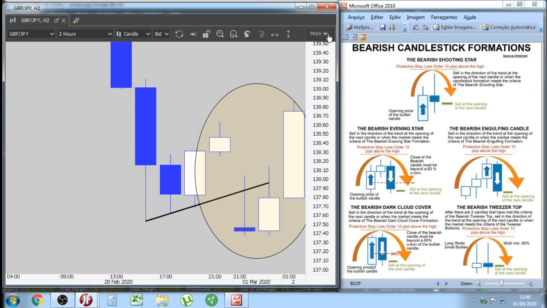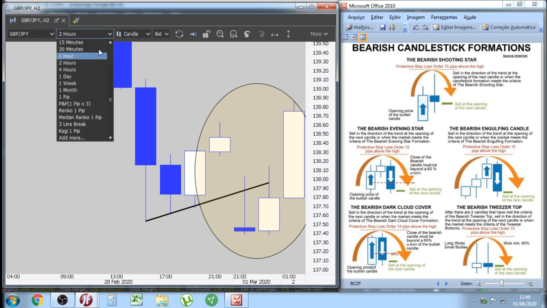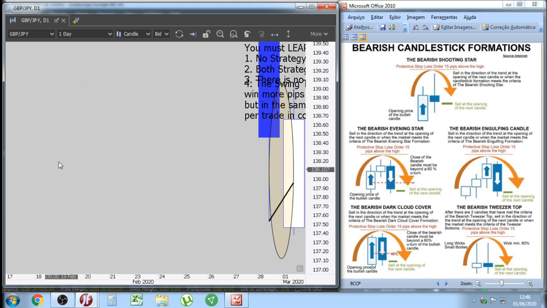Okay? So a swing trader with a different strategy says, oh, I'm going to enter only if I have a confirmation from the higher time frame. 2 hour chart, 1 hour chart, 4 hour chart. Confirmation time frame is the daily.